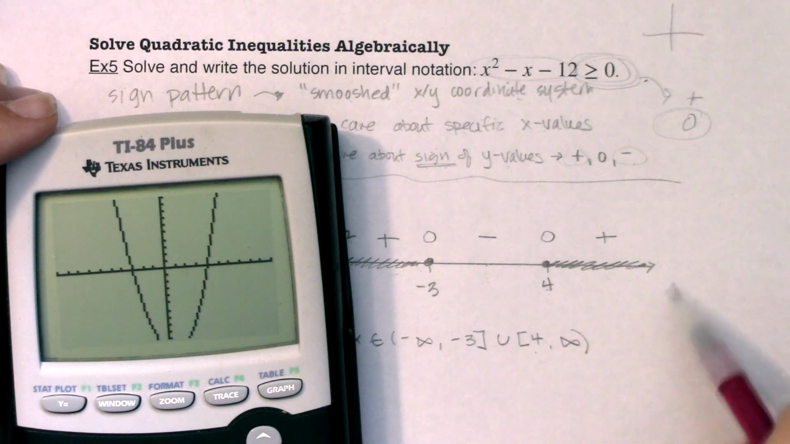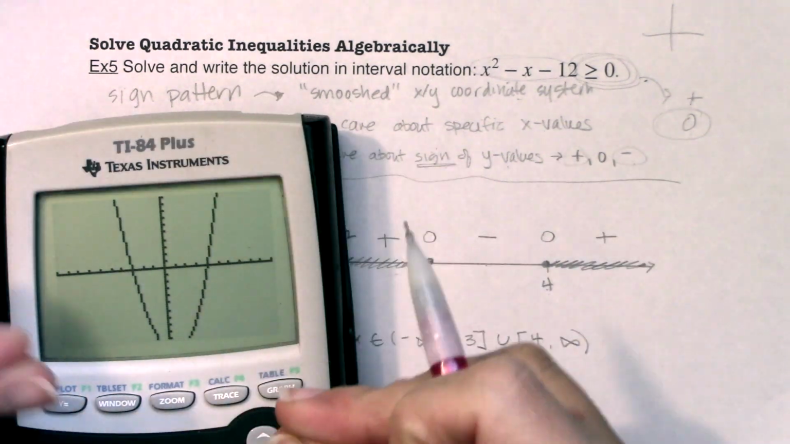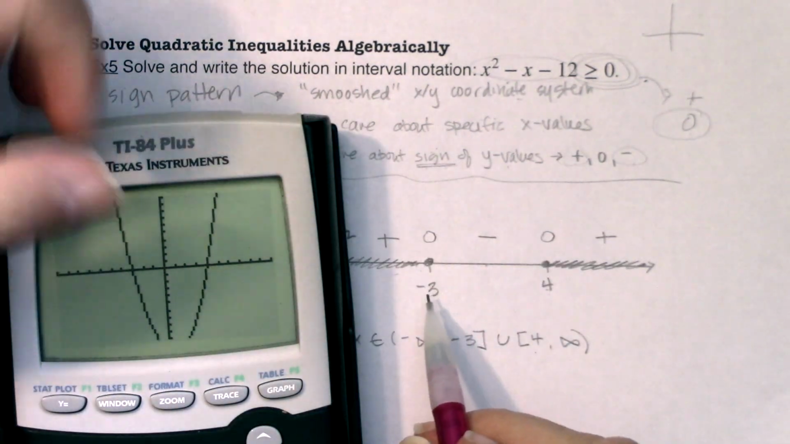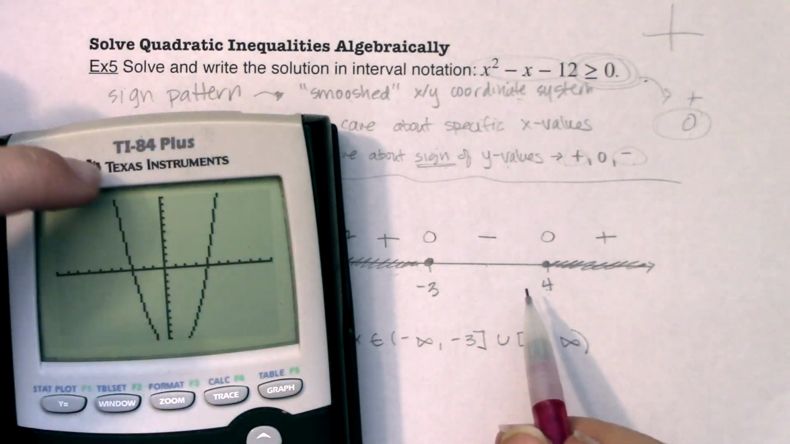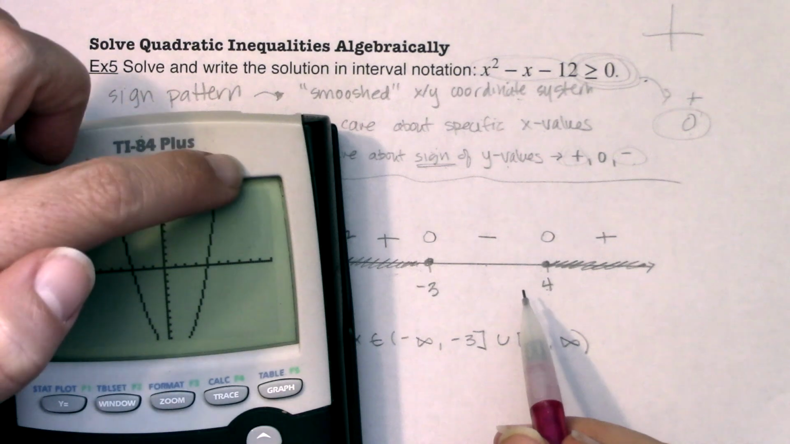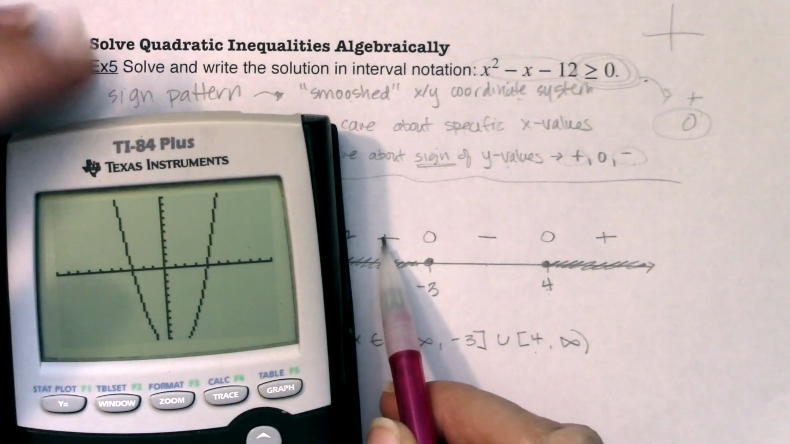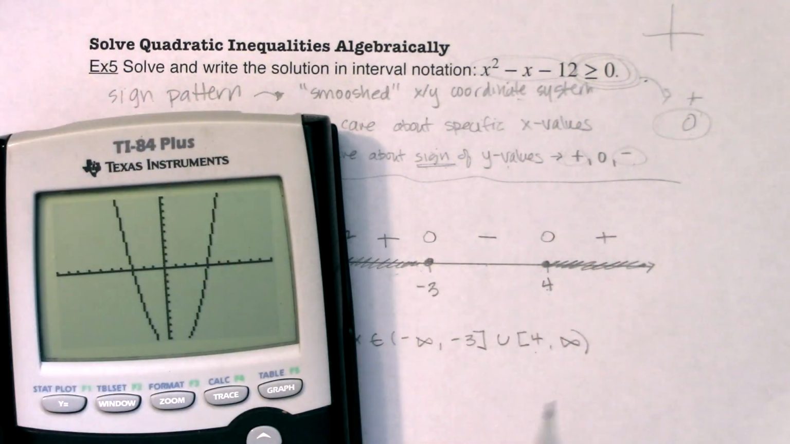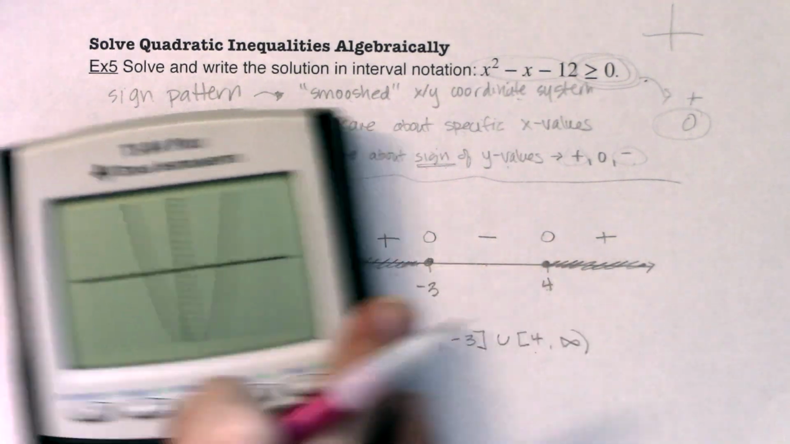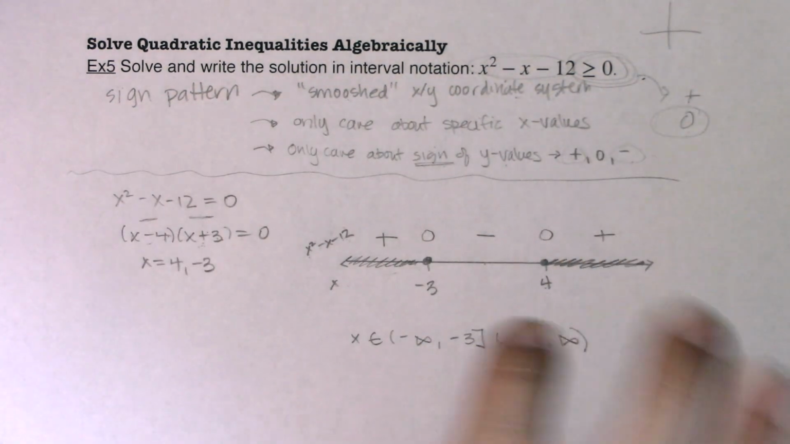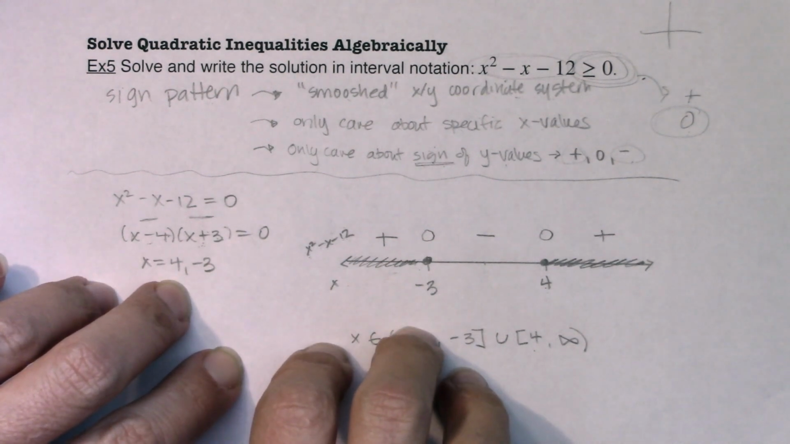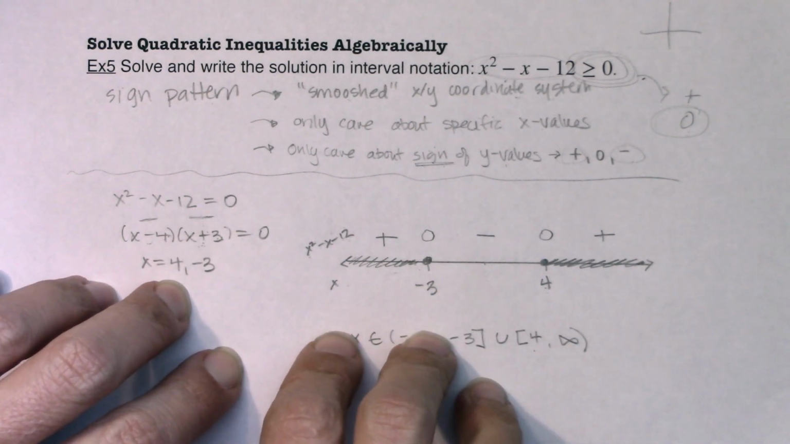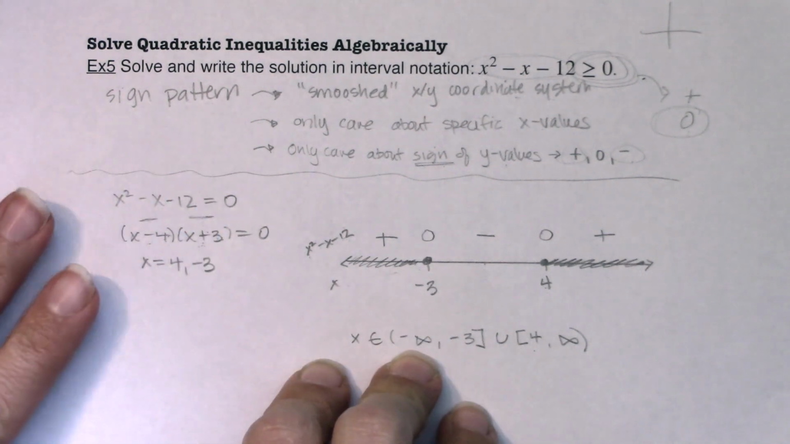So a sign pattern is just smushing this, right? I keep the interesting points of -3 and 4, but I don't care about the graph so much as this was above, below, above, or my y values were positive, negative, positive. And then I use that sign pattern to go ahead and write up my answer. And for me personally, I find this much faster. So I tend to do the algebra version rather than the graph version, but both are totally fine.